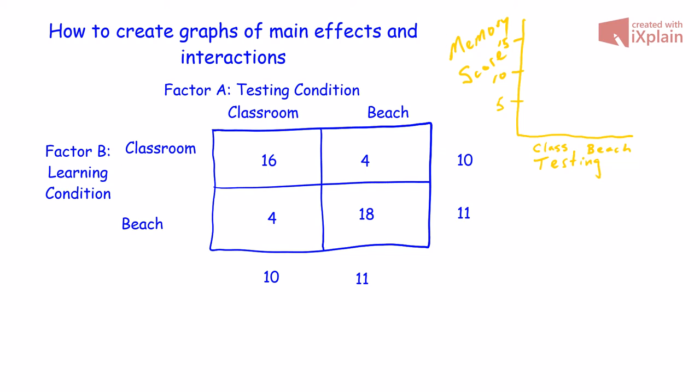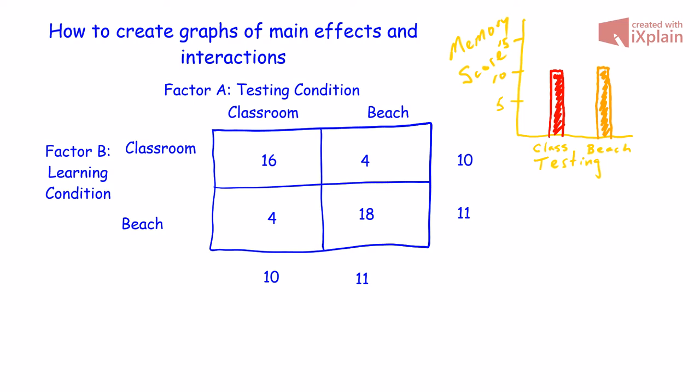Now, the main effect is always going to be dealing with marginal means. And this is the main effect of testing, so we have to use the ones on the bottom, right? These. And so for class, we're going to graph a 10, and for beach, we're going to graph an 11. So there is over class a bar that goes up to 10, and over beach, there's a bar that goes up to 11. That is how you would graph the main effect of testing.